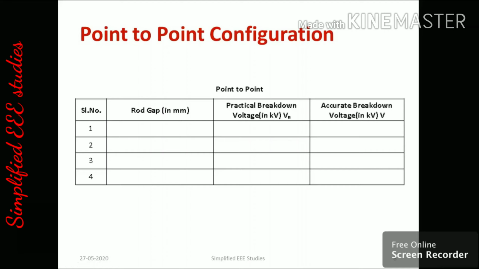So let us summarize the procedure. Initially, to avoid the error, you need to maintain zero settings. Thereafter, you have to maintain the appropriate distance between two electrodes. It may be 10 mm, then 20 mm, 30 mm, 40 mm, etc. For each step, you need to check when the spark over voltage or the breakdown voltage takes place. That voltage has to be noted down and tabulated. This is known as practical breakdown voltage.